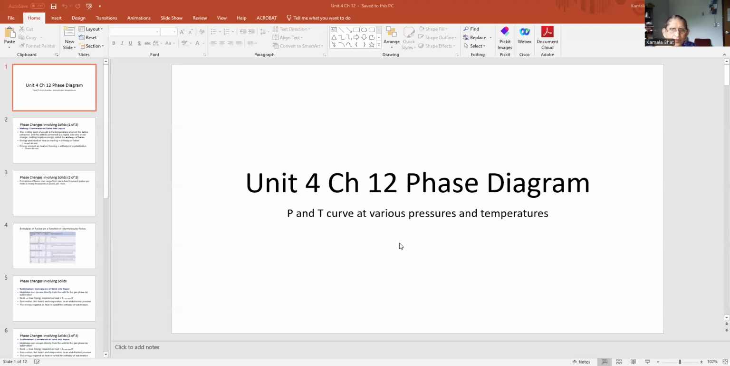Basically, the unit number 4, chapter number 12, consists of the phase diagrams. There are two types of phase diagrams. One is the pressure and temperature curve at various temperatures, various pressures and temperatures. And the other one is the phase diagram that we get when we do a phase transition from solid to liquid to gas.